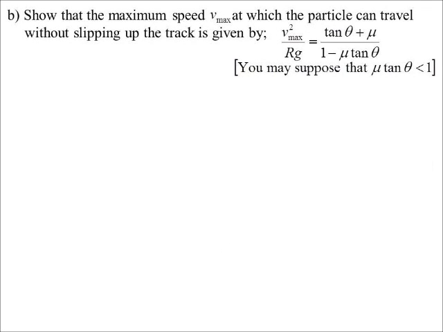Show that the maximum speed we can travel without slipping, so we don't want to be moving up the bank or down the bank, either way, is this one. So velocity maximum will be tan theta plus mu on 1 minus mu tan theta. By the way, you're allowed to suppose that mu tan theta is less than 1, because I know that was probably bugging you. Thank goodness for that.